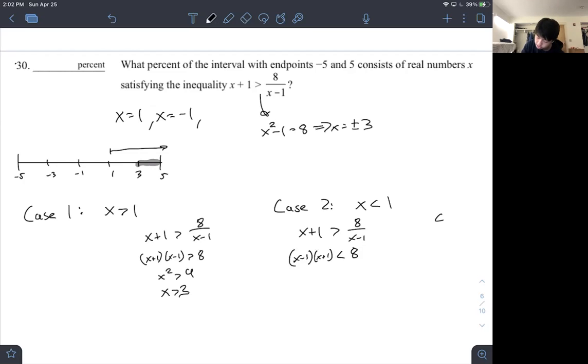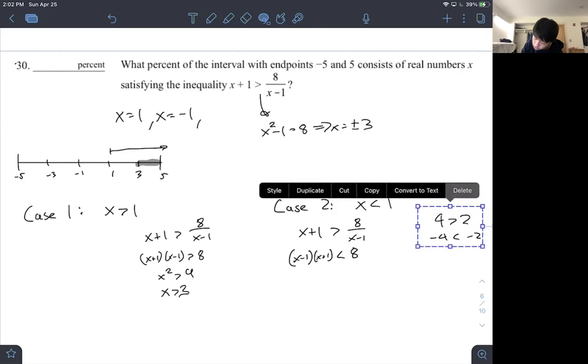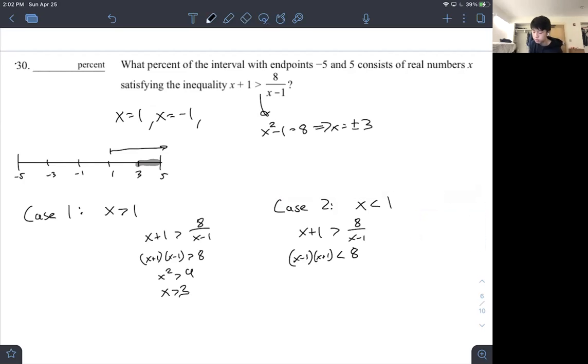So let me give an example. For example, let's say we originally have 4 is greater than 2. If we want to multiply both sides by -1, we'll have to flip the sign, because we used to have 4 is greater than 2, but -4 is not greater than -2. -4 is less than -2. So since x minus 1 is negative, we have to flip the sign.